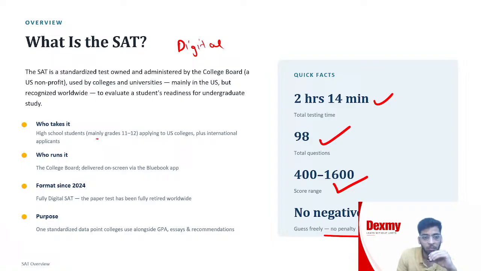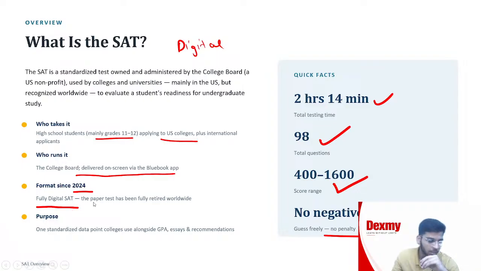So who takes it? Mostly grades 11 to 12 take it, but if you are in 9th and 10th grade, you can also give this exam. But mostly grades 11 to 12 give it, and mostly it is for US colleges. But now it is internationally recognized, so you can take it for any college which takes the SAT score. And now, who runs it? The College Board, delivered on screen via the Bluebook app. It is now fully digitalized. Since 2024, it has been converted into a fully digital format, and the purpose is to get into the top universities which take the SAT score.